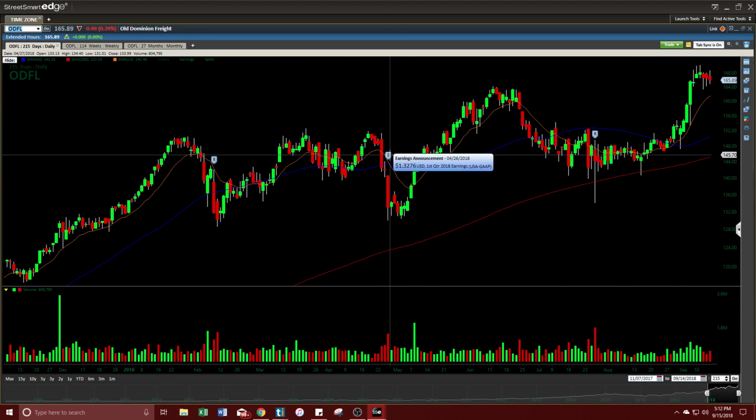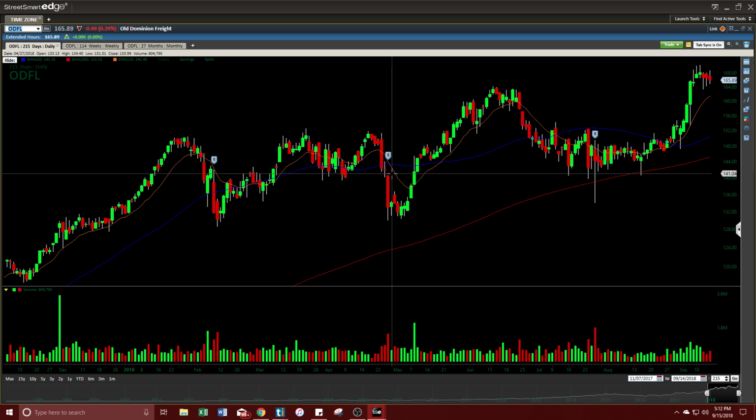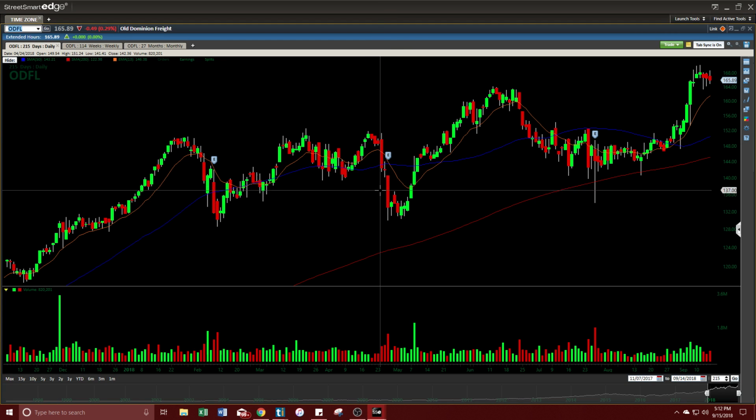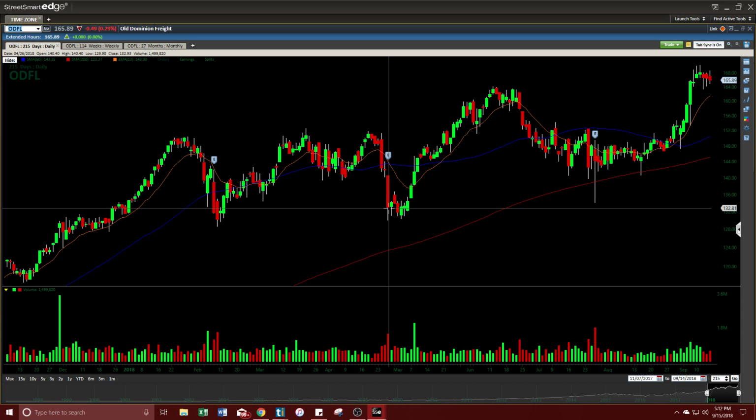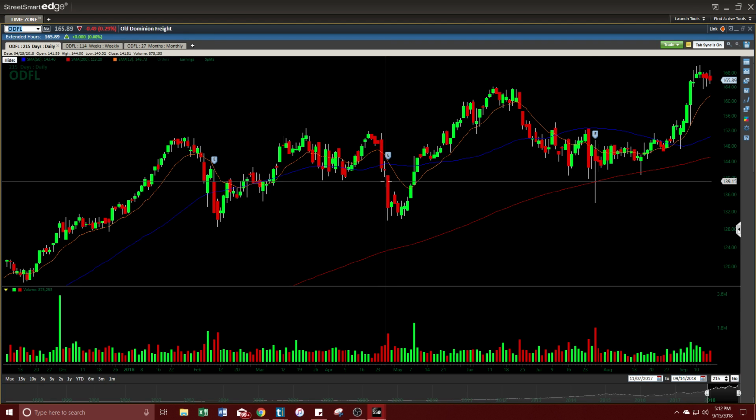A good example right here. They released earnings. Again, positive earnings, $1.32. Stock continues to drop. Everybody's asking why. They released good earnings. Why is the stock dropping? And then, after a few days, it starts trending up. Sometimes news takes time. When a company first releases news, not everybody's going to know about it instantly.